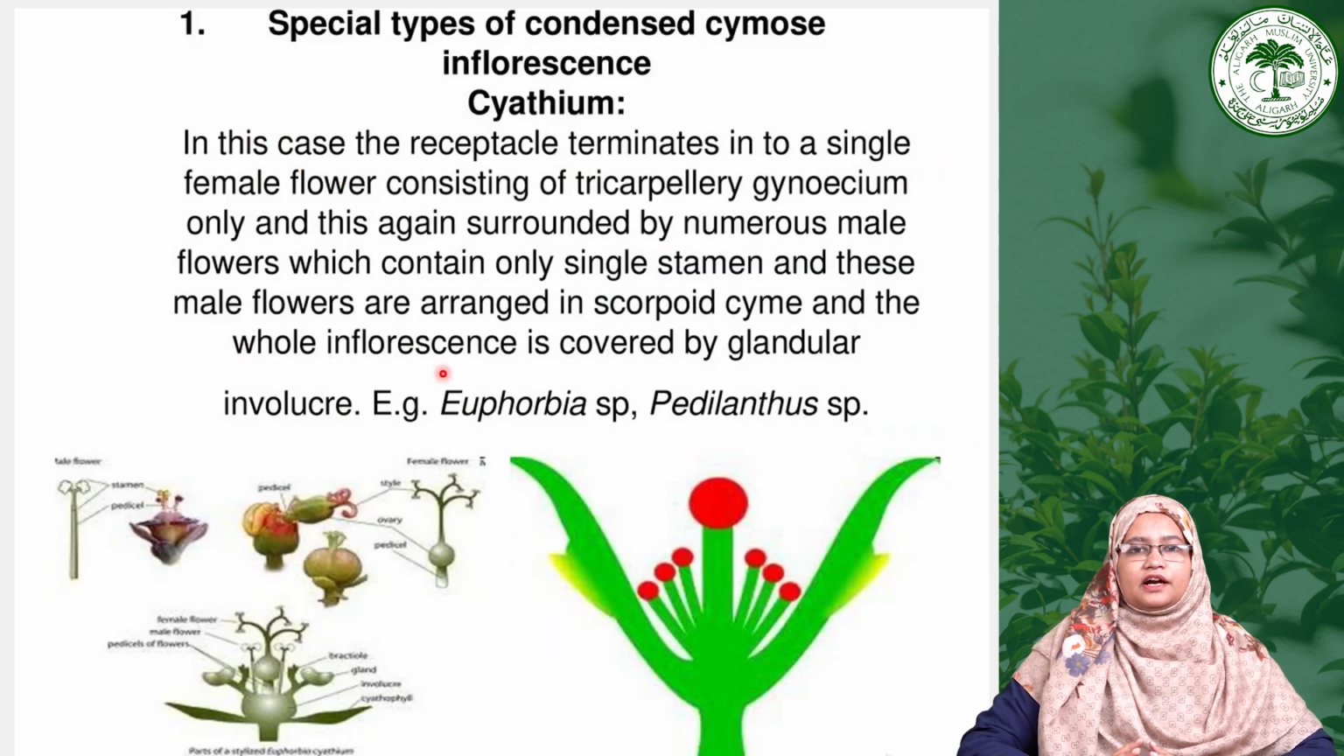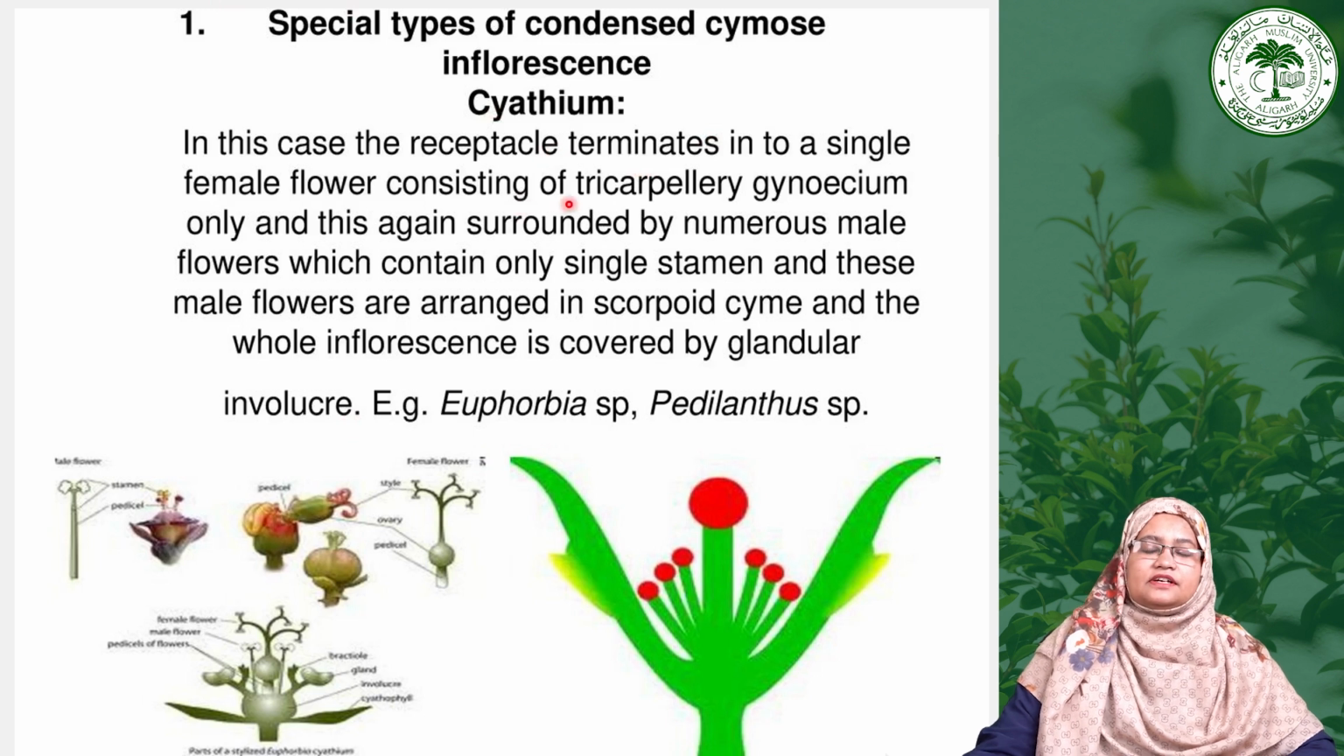Now moving towards the third type, that is the special type of inflorescence. As I have told you, the first example is the Cyathium. In this case, the receptacle terminates into a single female flower. As you can see, this is the single female flower, which consists of a tricarpellary syncarpous gynoecium with a superior ovary, and numerous male flowers surround this female flower. This whole structure is covered with the involucre bract. As you can see, this is the involucre bract, and on one side you will find a nectary.